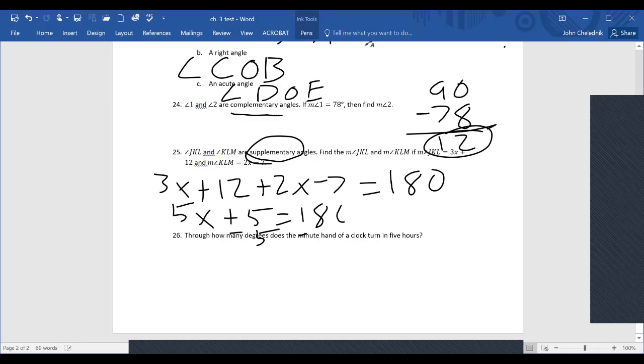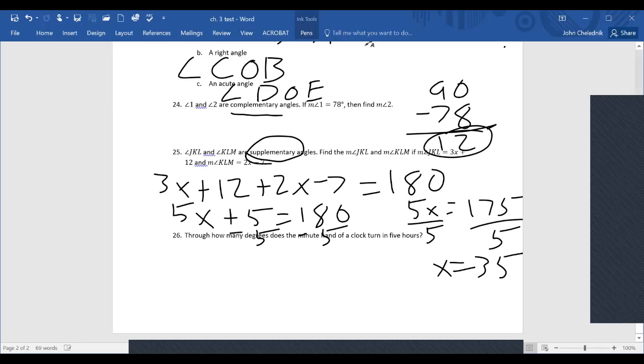Subtract 5 from both sides. You're going to get 5x equals 175. Divide by 5 on both sides. X equals 30. Is it 5? I think it is 5. 35, right? Yeah. Yeah, that'd be 35.